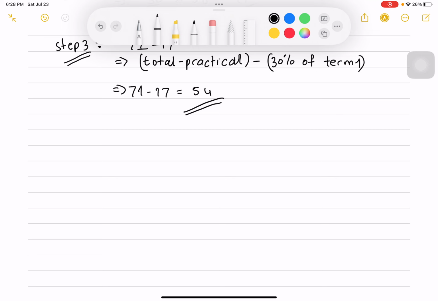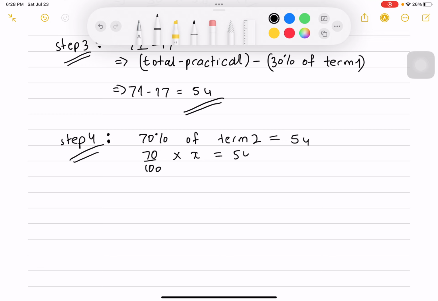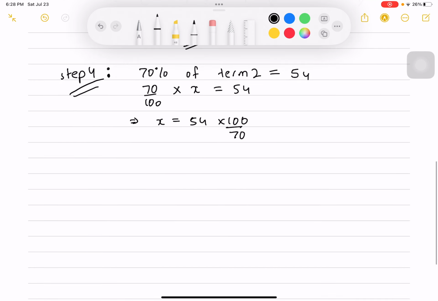Now our last and final step, which is step 4. So we know that 70% of term 2 marks results in 54. Now this is the simplest step. So now 70 by 100 into x is equal to 54. Here x is your term 2 marks. So x is equal to 54 into 100 divided by 70. And thus we find the final marks of term 2 as 38 marks.